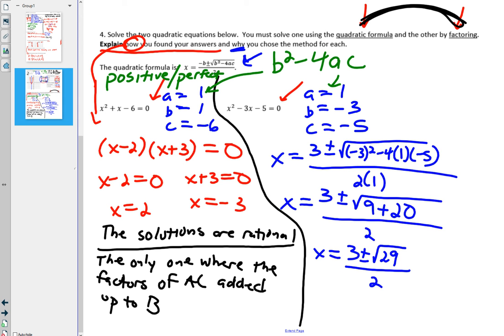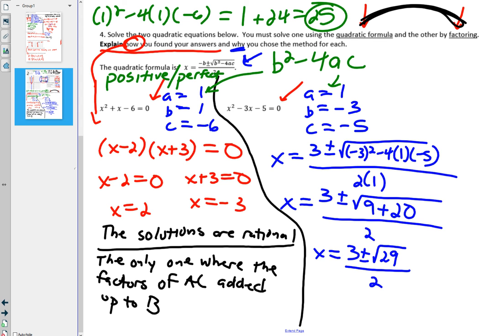Watch. Did I do a discriminant for the first one? No, I didn't. I did factoring. I never bothered to touch it, but let's say I would have. The b was 1. So 1 squared minus 4 times 1 times -6. 1 squared is 1. How many negatives come afterwards? 2, so 4 times 1 times 6 is 24. That gives me 25. 25 is not only positive, it's also perfect. What's the square root of 25? 5. If you get a discriminant that is both positive and perfect, you can use factoring.